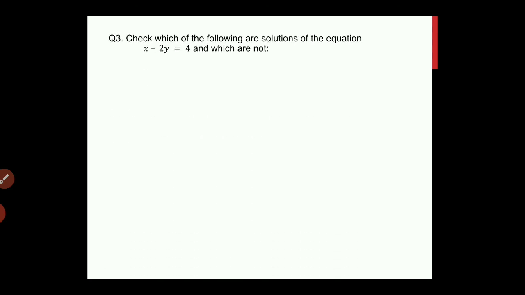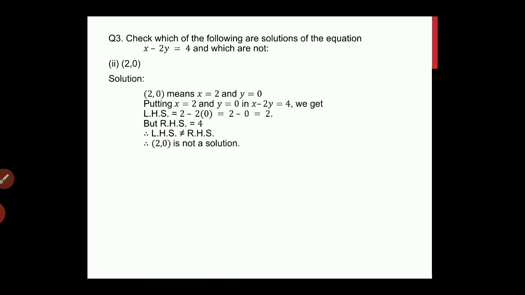Let's take another example. Check which of the following are solutions of the equation x minus 2y is equal to 4 and which are not. In this question we are given an ordered pair, and we have to substitute that value in x minus 2y is equal to 4 and verify whether it is a solution of x minus 2y is equal to 4 or not. Our first pair is (2, 0). Now substituting (2, 0) in x minus 2y is equal to 4, we will see whether it is a solution of the equation or not.